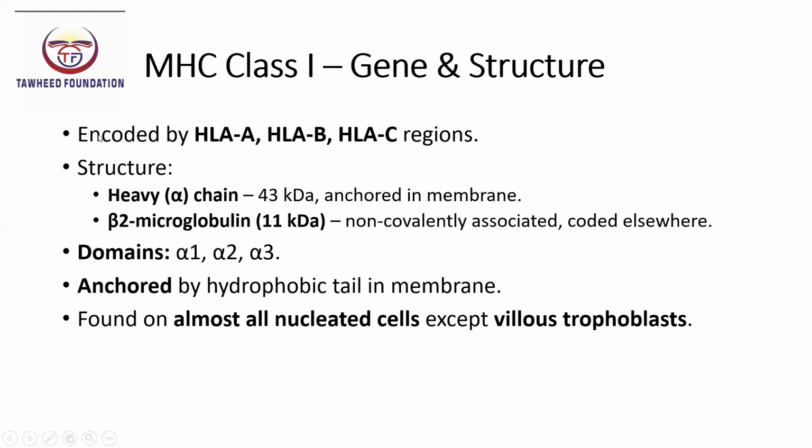Next is MHC class 1 gene structure. Class 1 molecules are encoded by HLA-A, HLA-B, and HLA-C. Structurally, they consist of heavy alpha chains and beta-2 microglobulin. The alpha chain is around 43 kDa, encoded in the cell membrane, and beta-2 microglobulin is around 11 kDa, non-covalently associated and coded elsewhere. The alpha chain has 3 domains, alpha 1, alpha 2, and alpha 3, with alpha 1 and alpha 2 forming the peptide binding groove.